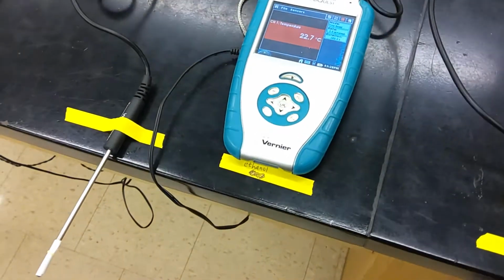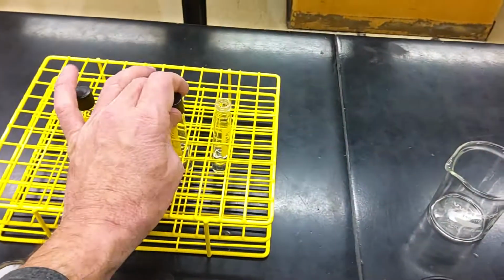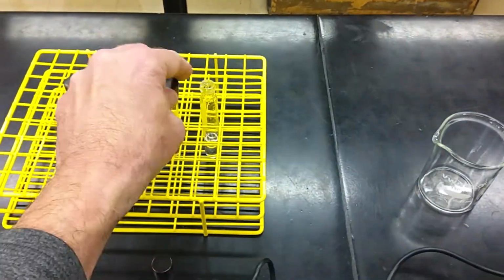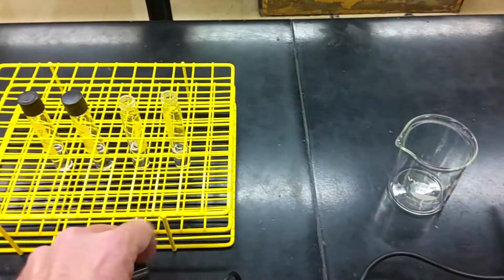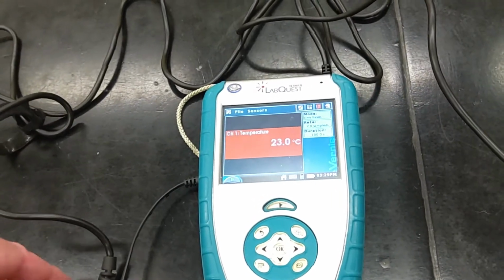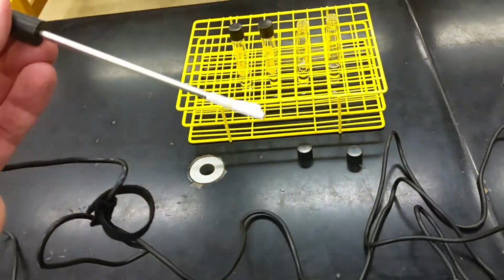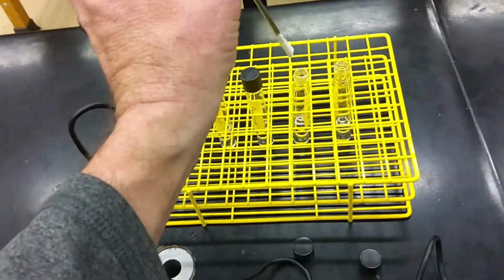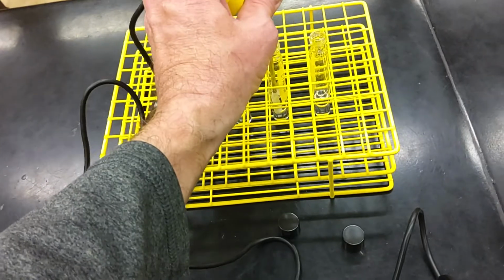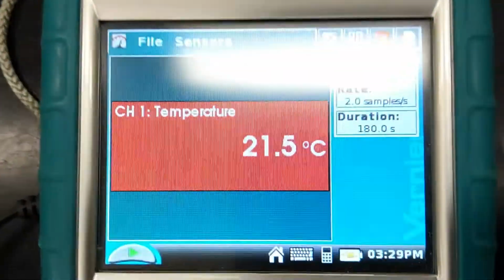For the second one, instead of water, I'm going to use ethanol. So again, let me unscrew this. I'll take the probe. Again, we're starting at about 22.9. Looks like the temperature has gone up slightly. There's the probe with the filter paper on the end. I'll simply immerse it and pull it back out. Again, expose it to the air, and then we'll simply watch the temperature.